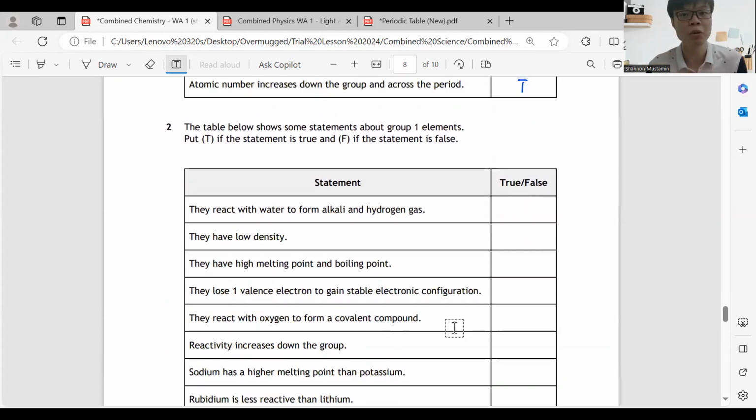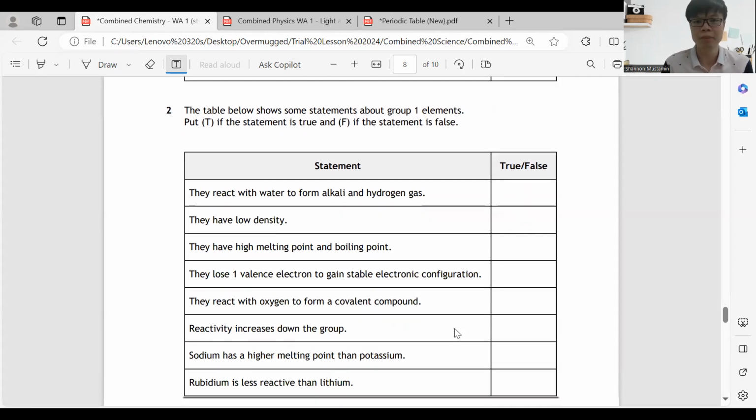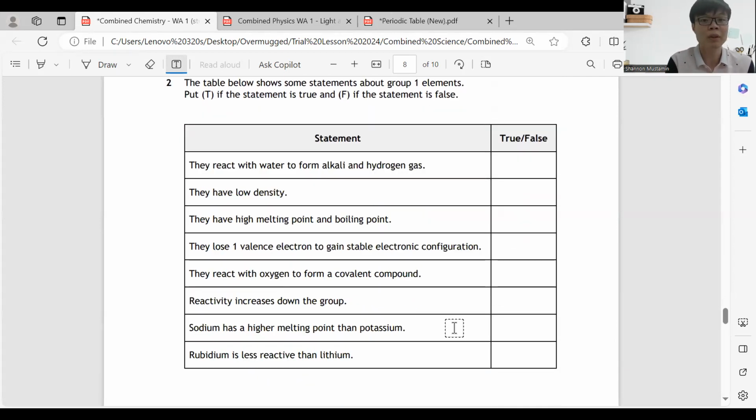Now we go to your group 1 elements, alkaline metals. Alkaline metals react with water to form alkali and hydrogen gas, that's true. They also have low density. Okay, this is the wrong word. They lose one valence electron, true. That's why they always form positive ions with single charge, right?